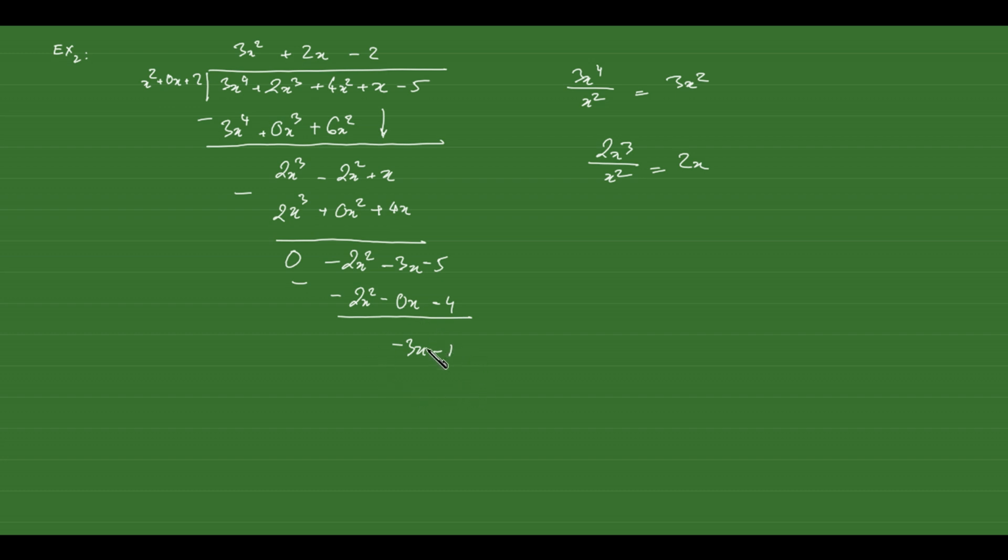So this is the remainder, because the degree over here is smaller than this. So the remainder is this. The remainder is not 0, right? So what can I conclude over here? The quotient over here and the divisor over here is not a factor. It's not a factor. This is the quotient, but it's not a factor.